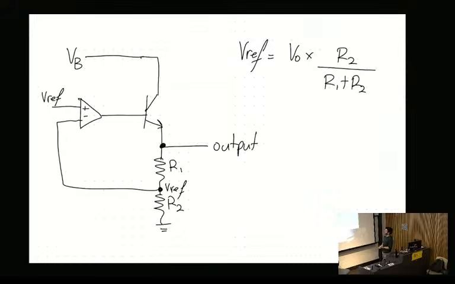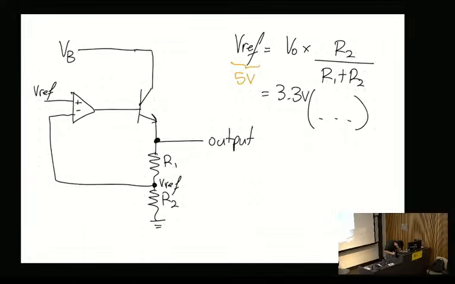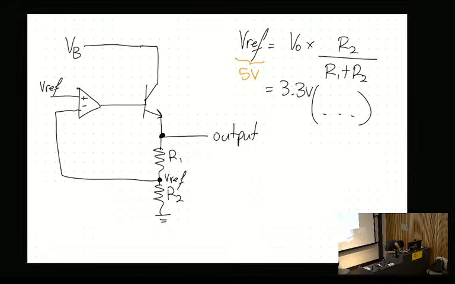Okay. Now, is this much detail needed for this question? No, but it is needed for other questions, which is why I'm going through it. Okay. So if I want the output voltage to be 3.3 volts, then I carefully choose my resistor values and I get a reference voltage. Let's say the reference voltage is 5 volts, as an example. Right?